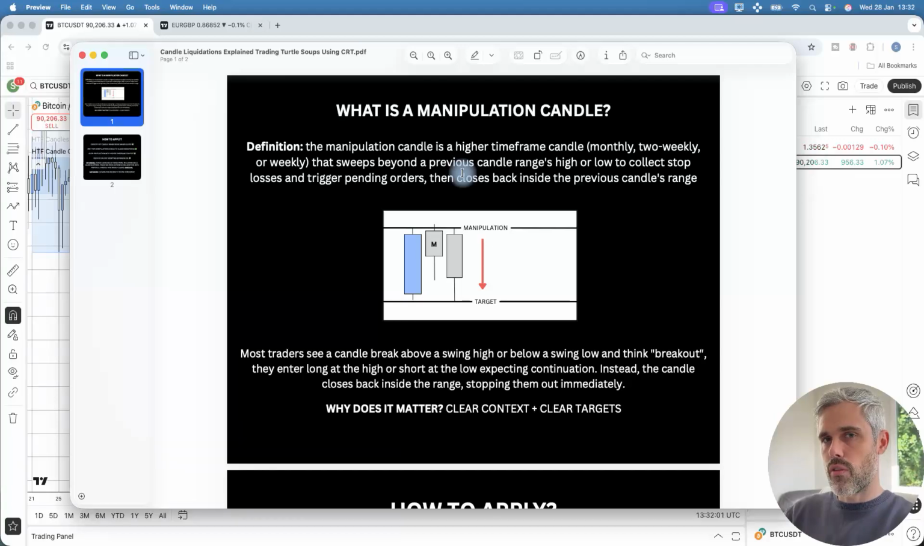So for institutions to fill large positions in the market, what we then see from a manipulation candle is, once it's raided this liquidity at this high, it closes inside this range. Once we get a close, we then tend to see distribution to the low. Most traders are seeing this breakout and they're trying to go long. What they don't realize is we're manipulating a higher time frame candle and they're about to get dumped on. It matters because we can set our targets and get our trading context from this exact price action.